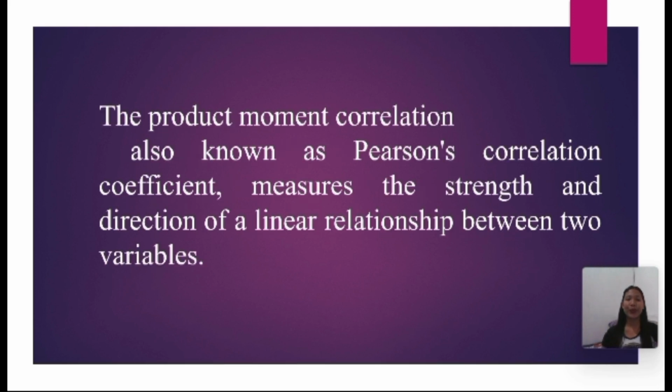Then the last one is the product moment correlation, also known as Pearson's correlation coefficient. For example, you're trying to figure out if there's a relationship between two things, like how much you study and how well you do on a test. So the product moment correlation is a way to measure how strong the relationship is.